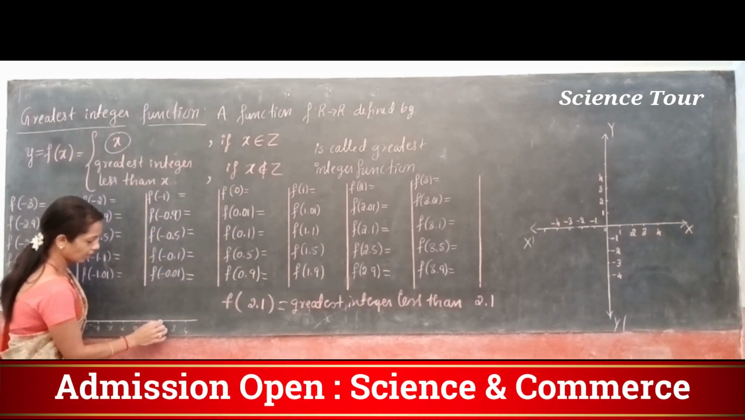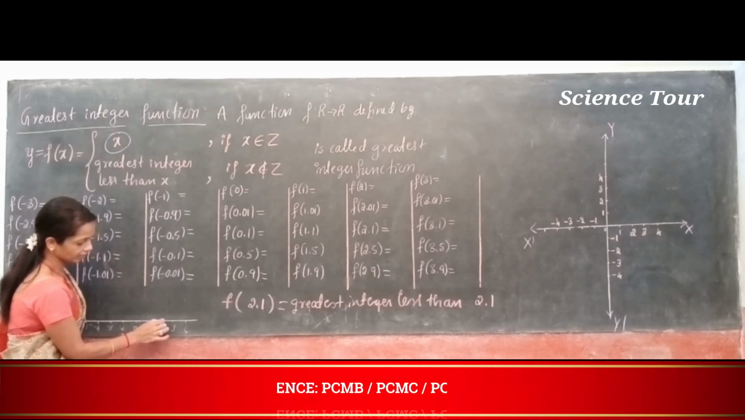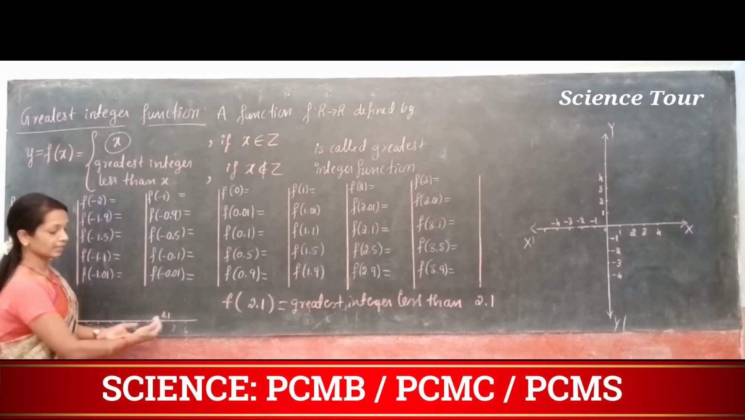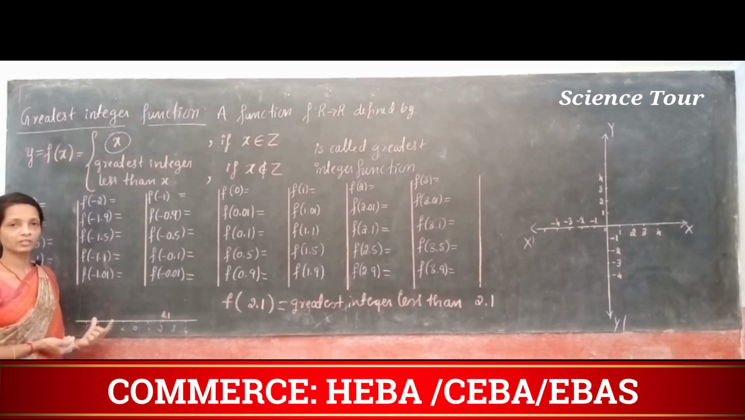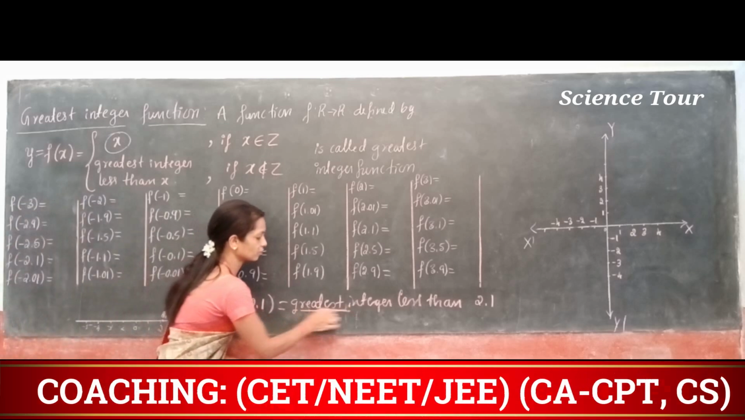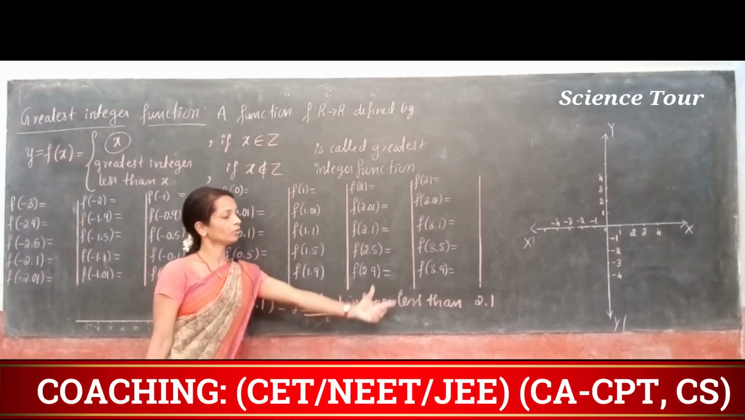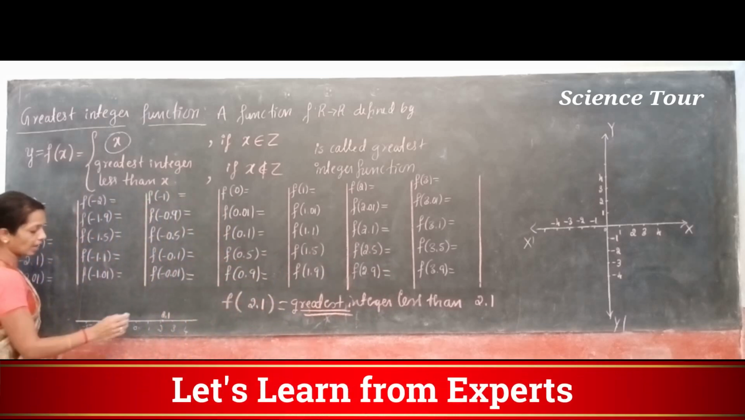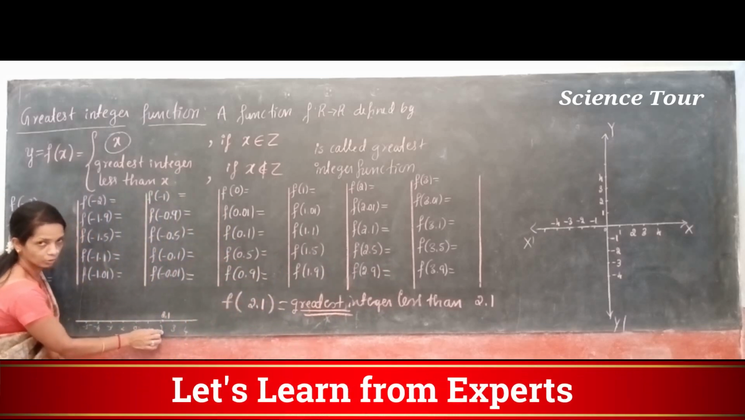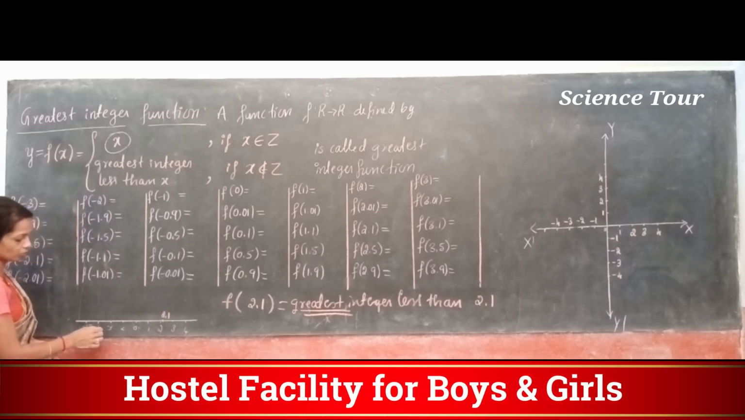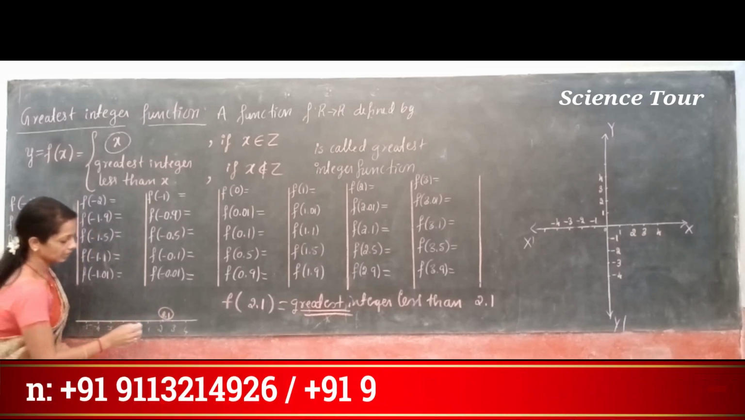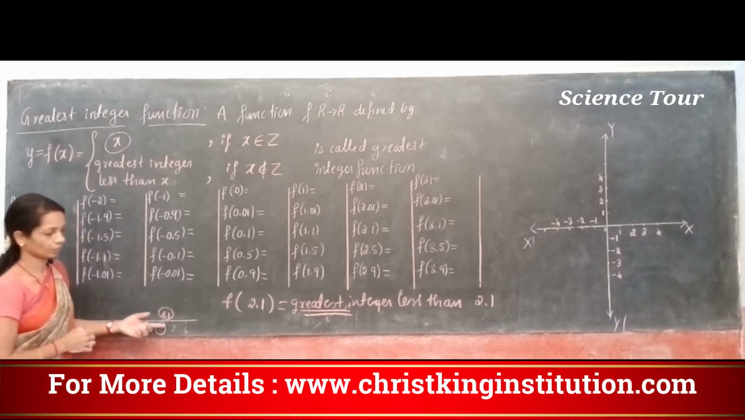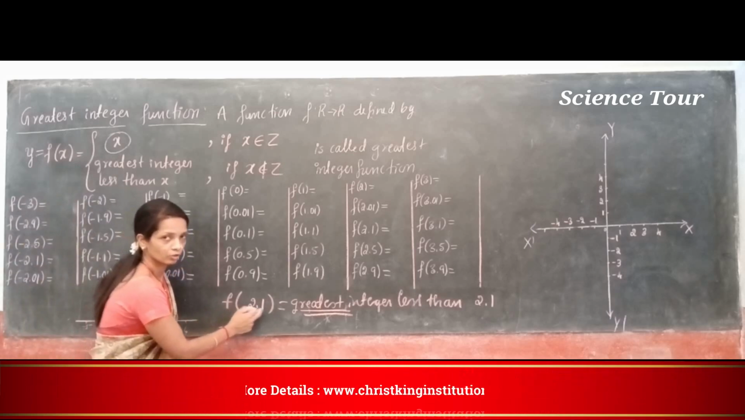Where is 2.1? After 2 you have 2.1 somewhere here, right? Less than 2.1, how many integers you have? You have many integers, but among those integers you have to consider the greatest one, the greatest integer which is less than 2.1. You have 2, 1, 0, minus 2, minus 3, minus 4, minus 5, etc. Like that you have many integers which are less than 2.1, but which is the greatest one? That is 2.